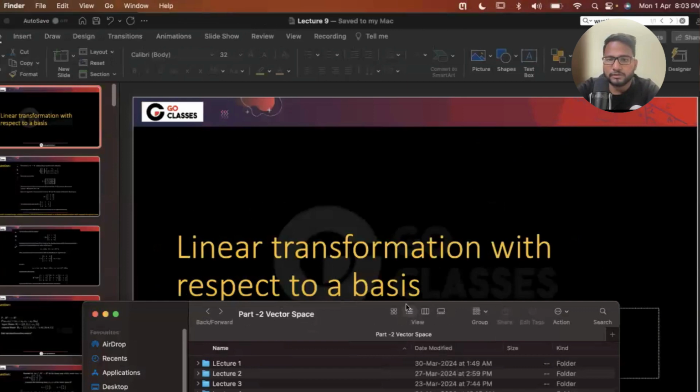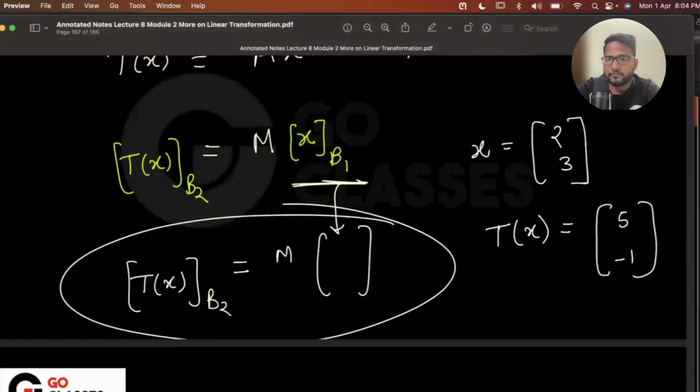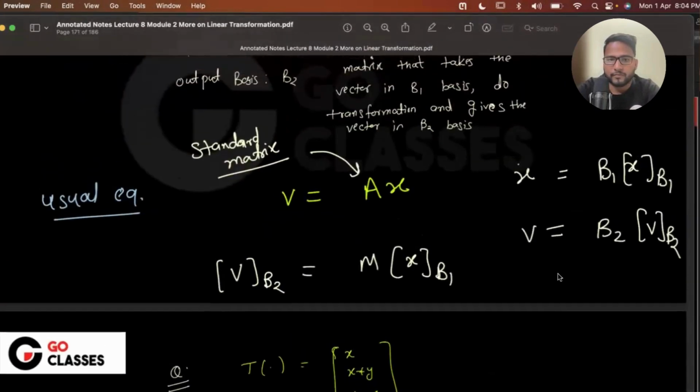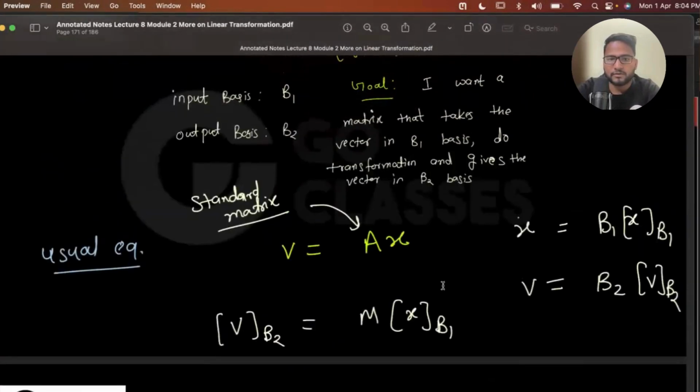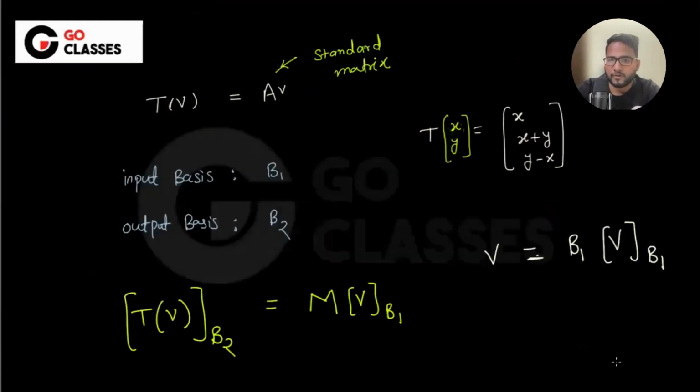Let me check what the notation was last time. Yeah, I was calling it X, I was calling it B. Okay, so let's have the same notation, in the sense that let's just call this transformed vector V.